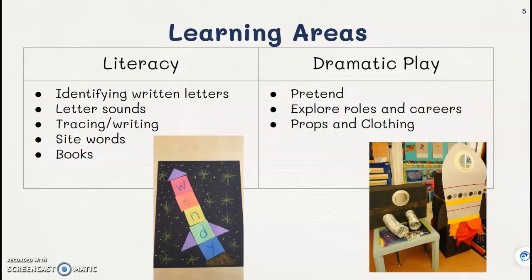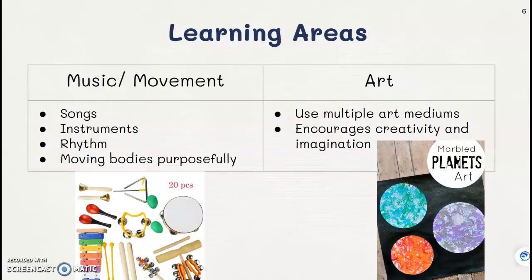literacy. Dramatic play is one where we might prepare a couple things for them to use, like that rocket ship, and then have them explore different roles and careers in that learning area. Next, we have music and movement. So a bunch of different things we can do there. Singing songs, using instruments, working on rhythm, or moving our bodies purposefully.